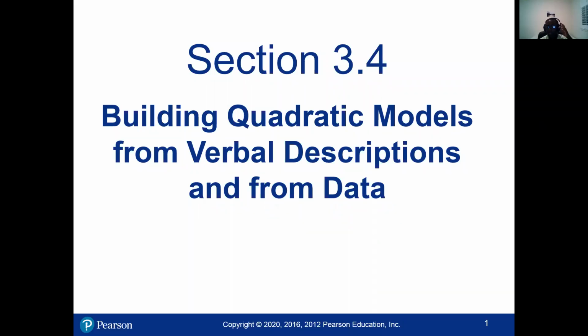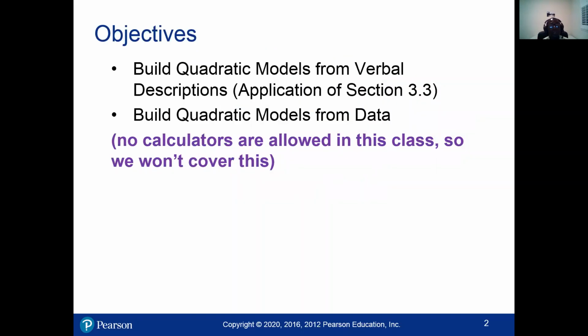Hello class, this is the video for section 3.4, and this section talks about building quadratic models from verbal descriptions and from data. Here are our learning objectives: build quadratic models from verbal description. In fact, this is an application of section 3.3. And then build quadratic models from data, because we have to use a graphing calculator to graph certain data sets, and so we will not cover this in this class, okay, since no calculators are required for this section.